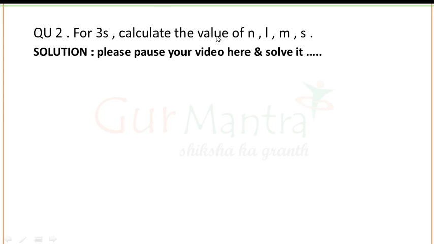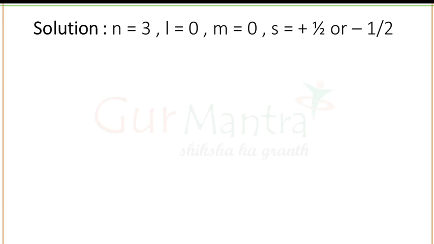As you can clearly see, the value of n is 3 and the value of l for the s subshell is 0. If the value of l is 0, the value of m should be 0, because you know well, the value of m lies between minus l to plus l. If the value of l is 0, then m should be 0. And for the spin quantum number, it could be plus half or minus half. So the value of n is 3, the value of l is 0 for the s subshell, the value of m is also 0, and for the spin quantum number s, it should be plus half or minus half. I hope you are clear now.